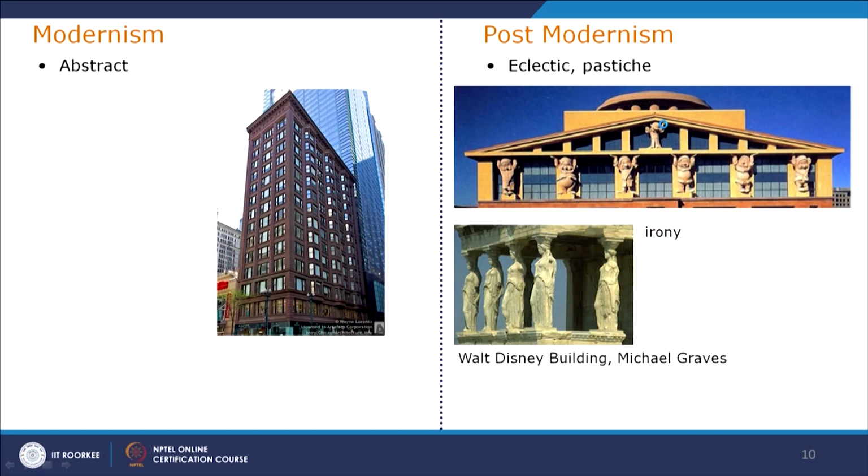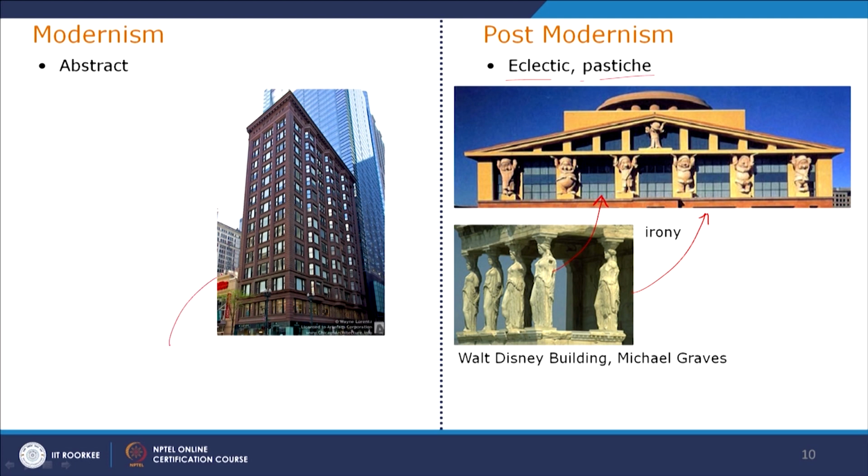So this is actually an irony, and this element of irony is there in the postmodern movement. In many cases, a woman or man will be there as a column in Greek and Roman architecture. So that has been translated in a different way. So this is eclecticism, and pastiche is there in the design.